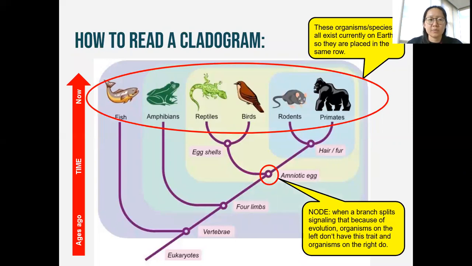So again, when you read a cladogram, you see ages ago as the beginning or the earlier stages. And then as time goes on, it moves until the current time or now. The reason this makes sense is because all of the organisms that are in a line at the top or on the side of a cladogram are in a straight line together because they all currently exist. The branching events signal that because of evolution, these organisms either have this trait or don't have this trait.